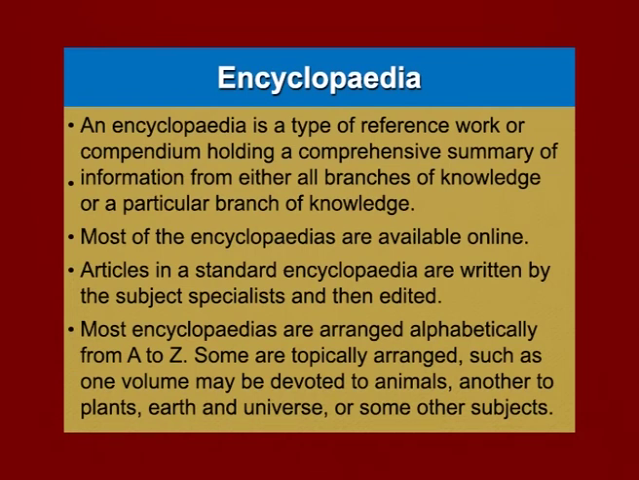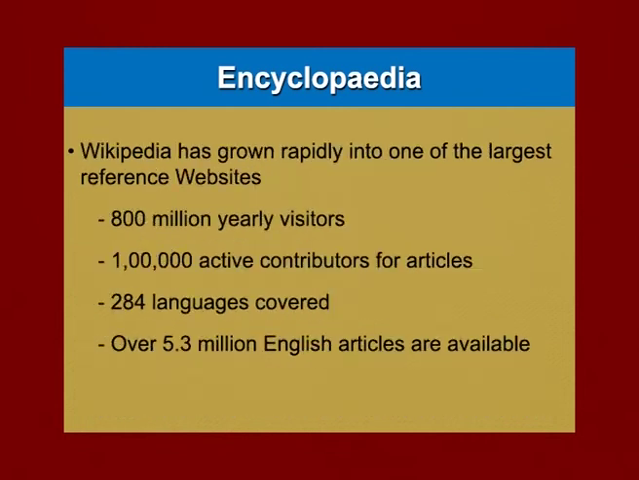Encyclopedia is a type of reference work or compendium holding a comprehensive summary of information available. It covers information from different sources and many times is available online. Articles in a standard encyclopedia are written by a subject specialist and then edited. So in today's world we can find Wikipedia also.